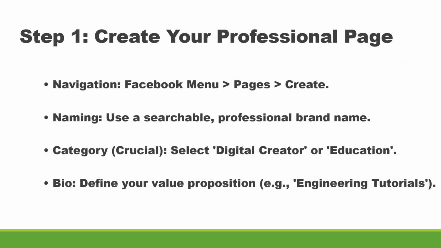Now, category. I will advise virtually all of us to choose either education or content, but let it be digital creator. So under digital creator, you can also do what we call the educational process. So you can have your definition, the value composition, e.g., engineering tutorial or whatever. So digital content or creator is the best to use.